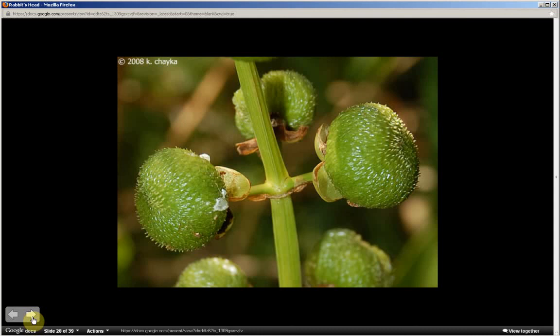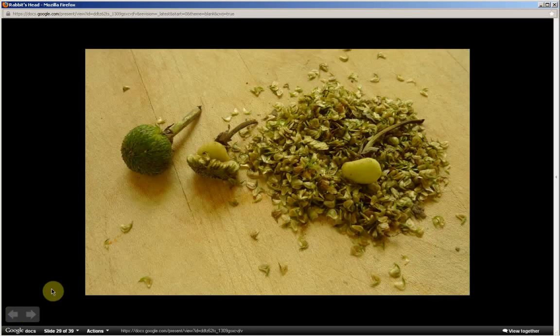Now these fruits are prickly or burr-like. Each of these points represents an individual seed. Remember that. We'll be seeing the seeds here before and after.